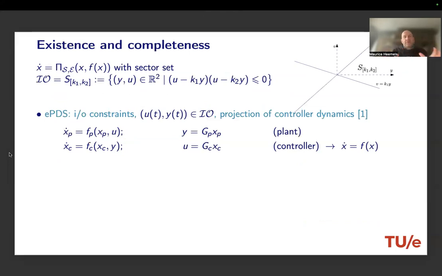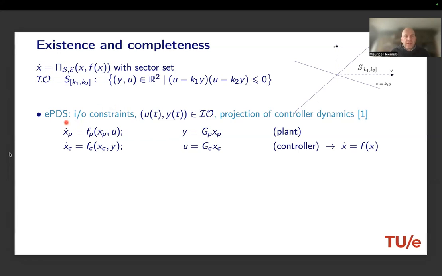So as I said, if we start looking at a new class of dynamical systems, so ePDS, or these closed-loop Higgs systems, we have to prove again existence of solutions. So given an initial condition, given an external input, does there exist a closed-loop solution? And preferably, of course, it should also be complete so that it's defined for all times t from 0 to infinity.